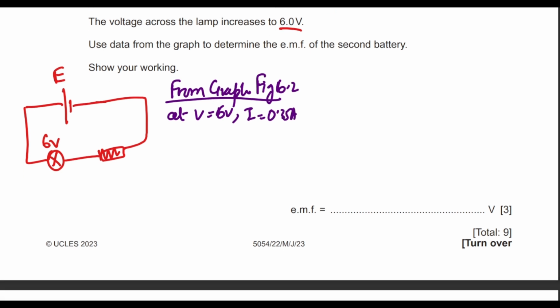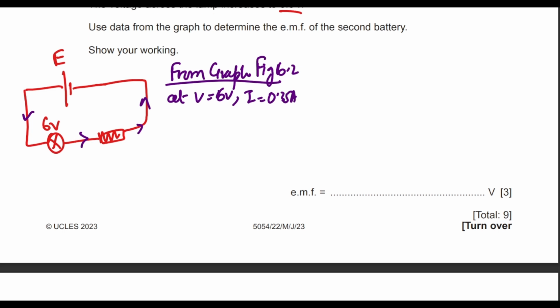amperes. So the current in the series combination has increased from 0.25 to 0.35. So definitely, if the current has increased, this battery must have been greater than 12 volts. Now let's see how to find it. The resistance of the resistor today must still be 36 ohms, but we don't know the resistance of the bulb itself. We can find it by using V equals IR.